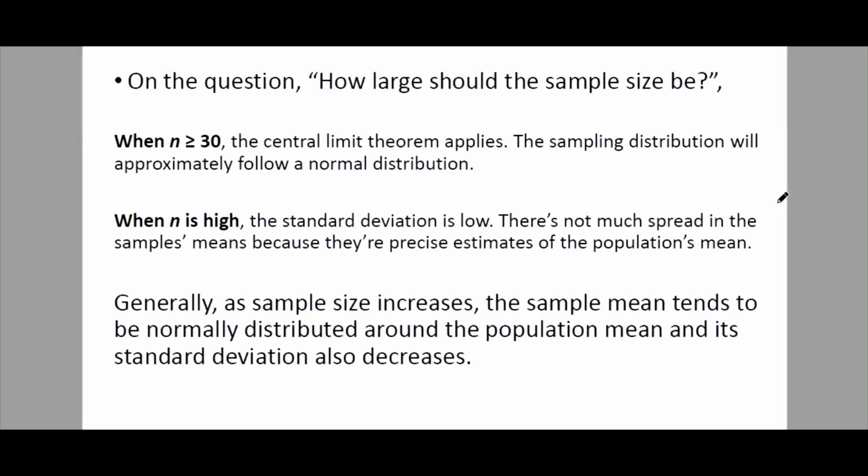Now, how large should the sample size be? When n is greater than or equal to 30, the central limit theorem applies. The sampling distribution will approximately follow a normal distribution. When n is high, the standard deviation is low. There's not much spread in the sample means because they are precise estimates of the population mean. Generally, as sample size increases, the sample mean tends to be normally distributed around the population mean and its standard deviation also decreases.